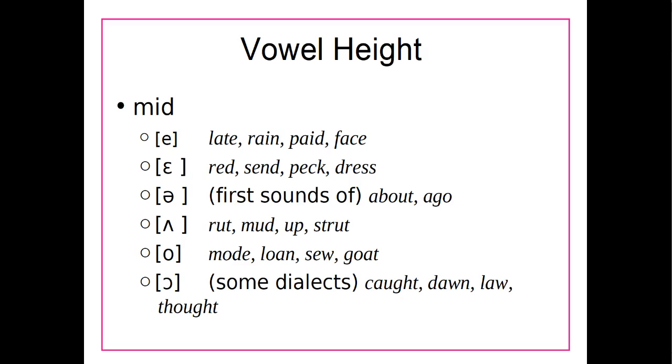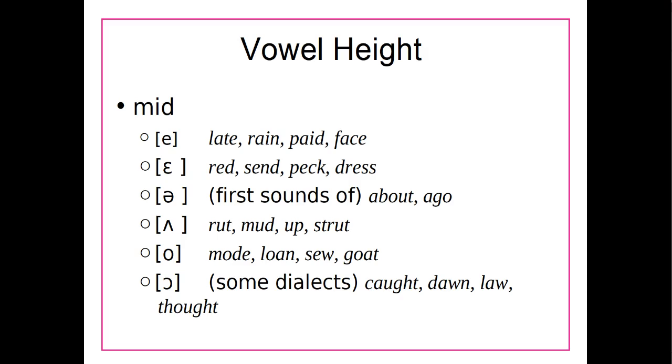Then we have a sound represented by the letter O. So this sound is O, as in mode, lone, so, and goat. And then this sound that's represented by something that looks like a backwards C. In some dialects of English, you'd hear this in caught, dawn, law, or thought. This is a sound that sounds something like aw.